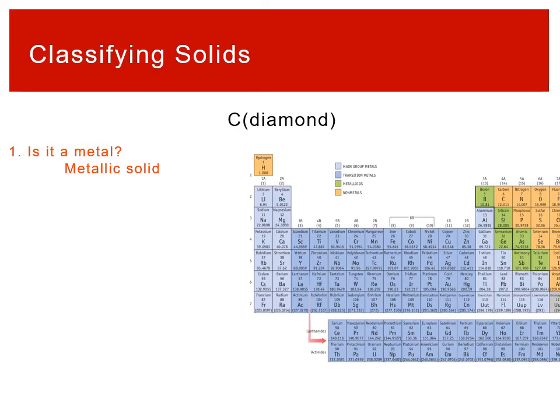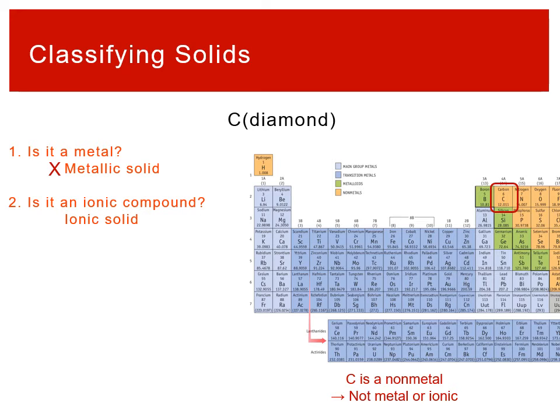Carbon as diamond. Is it a metal? Find it on the periodic table. Carbon is a nonmetal, so no, it's not a metal. It can't be ionic because it's a nonmetal, and in an ionic compound, you need two different things. This is an element, right? This is just carbon as an element, and that cannot be an ionic compound because it's only one type of element. So nope, that is not ionic.